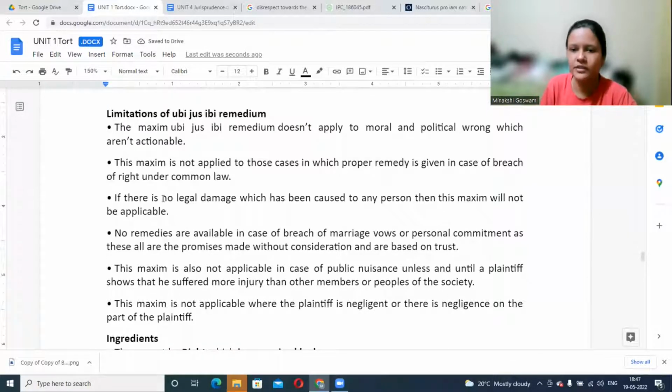If there is no legal damage which can be caused to any person, then this maxim will not be applicable. Only when there is legal damage does it apply. If there is no possibility of any legal damage being caused, nobody's right is being violated, this maxim is not going to apply. Only if there is a possibility that someone's right may be violated, there this remedy would be applicable.